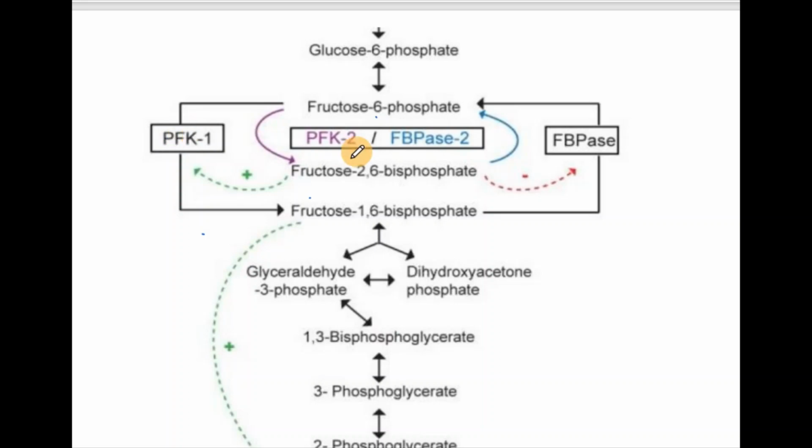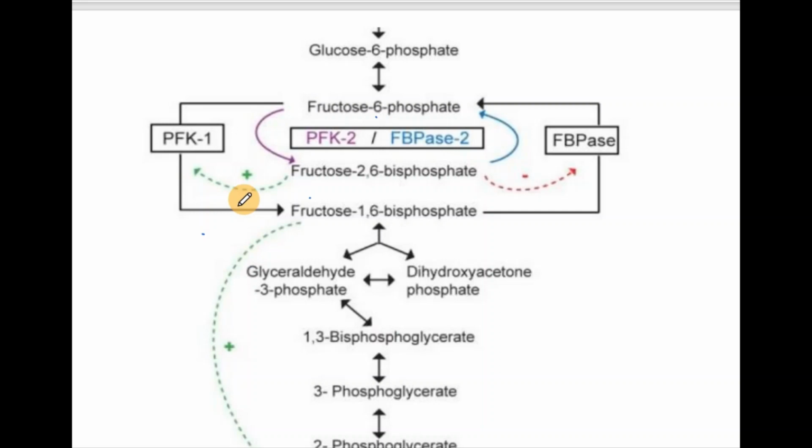But at the moment fructose 2,6-bisphosphatase is active, it converts all the fructose 2,6-bisphosphate to fructose 6-phosphate. Hence, it will halt glycolysis because this would be inadequate to activate PFK1. If this is inadequate, it means that we are going to allow the enzyme fructose 1,6-bisphosphatase in gluconeogenesis to be active. So when we halt glycolysis, we are more going to activate gluconeogenesis.